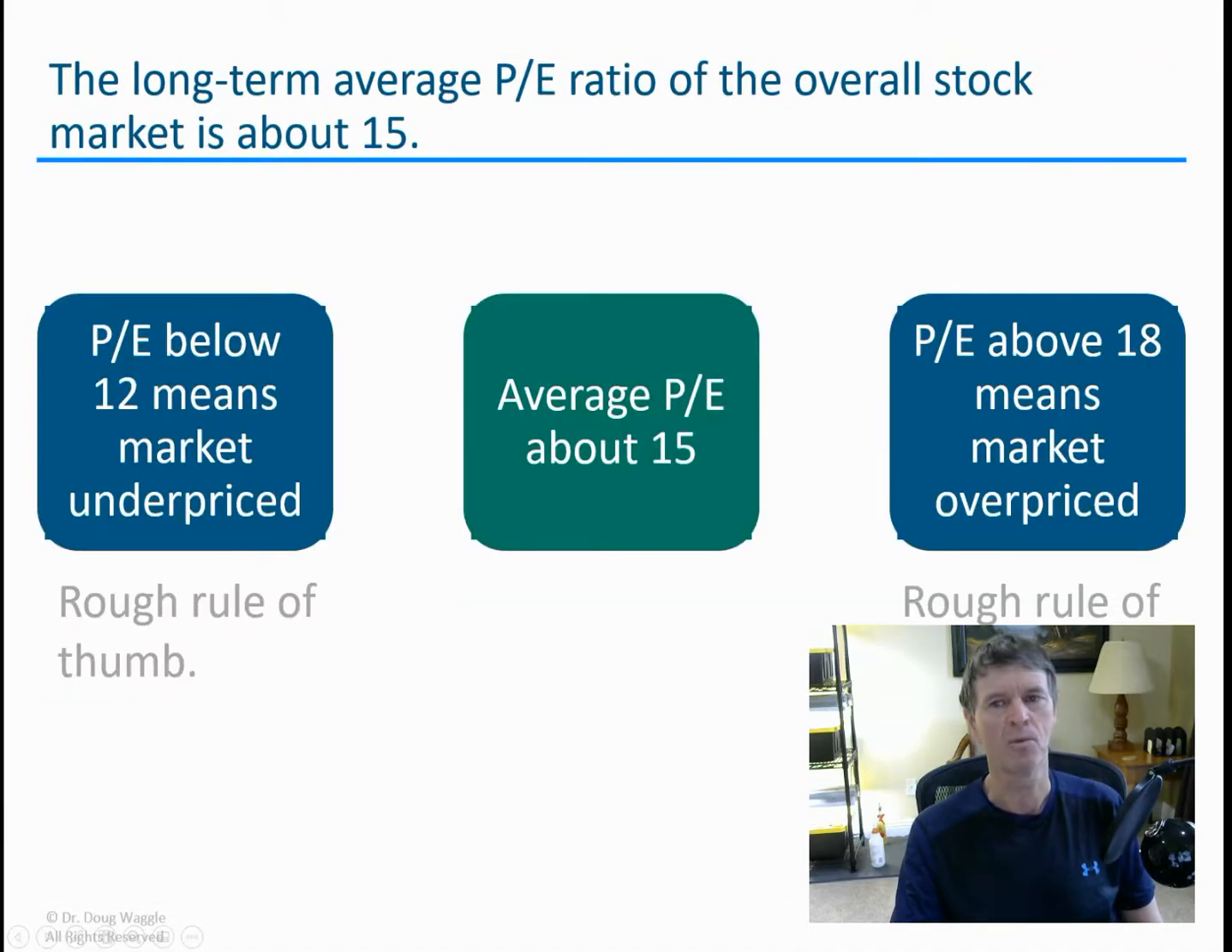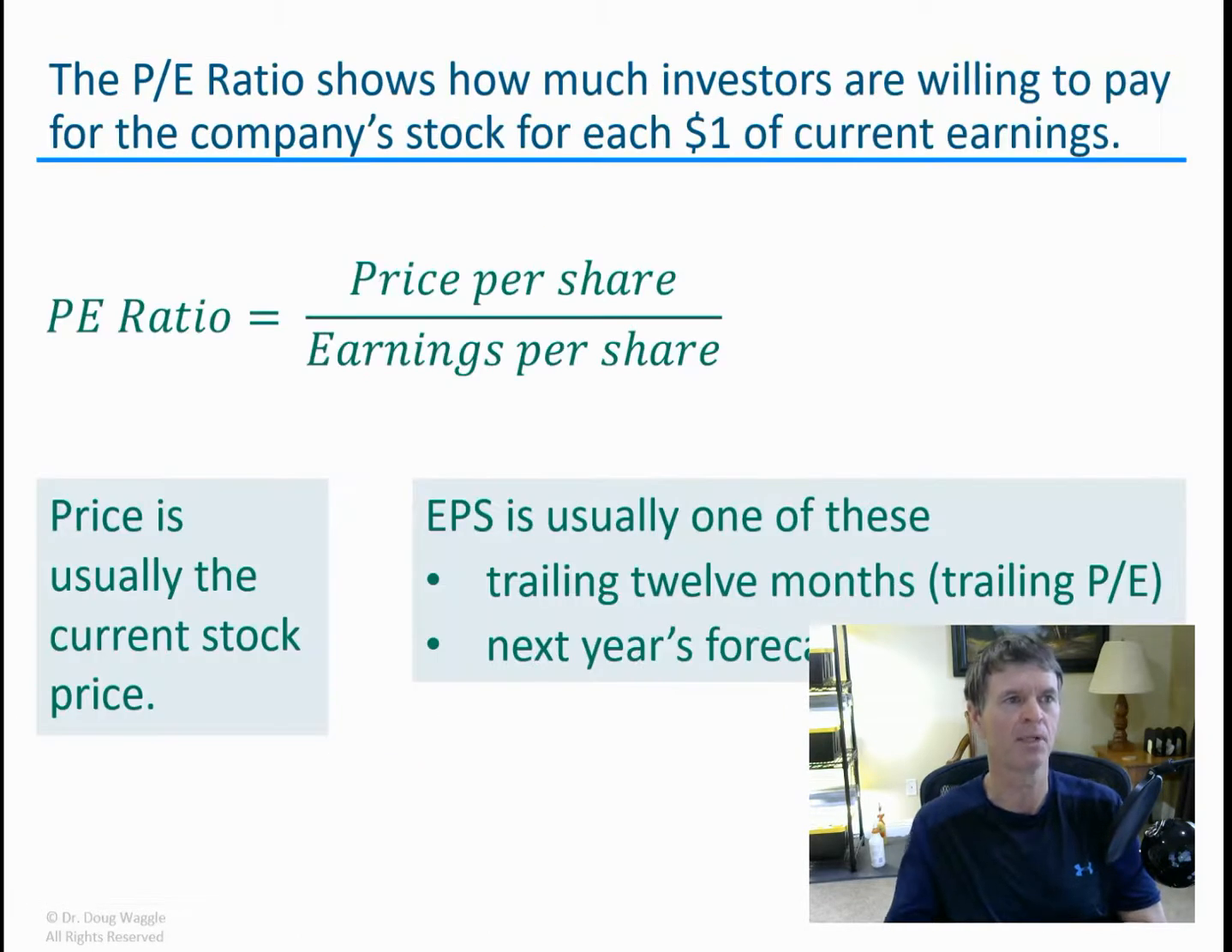All right, so PE ratios, let's talk about this just a bit because again, it's a widely quoted valuation measure. The average PE ratio of, say, the S&P 500 index or large company stocks or the overall stock market over the last 80 years or so has been about 15. So on average, investors are willing to pay $15 for every dollar of current earnings. Let me back up to that PE ratio.